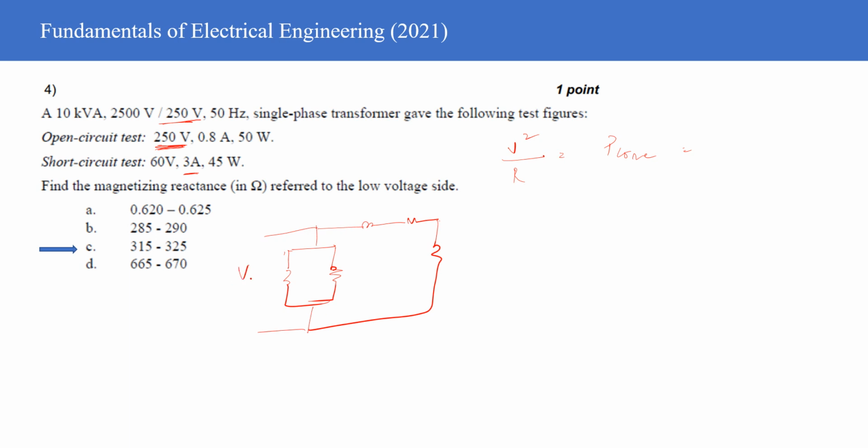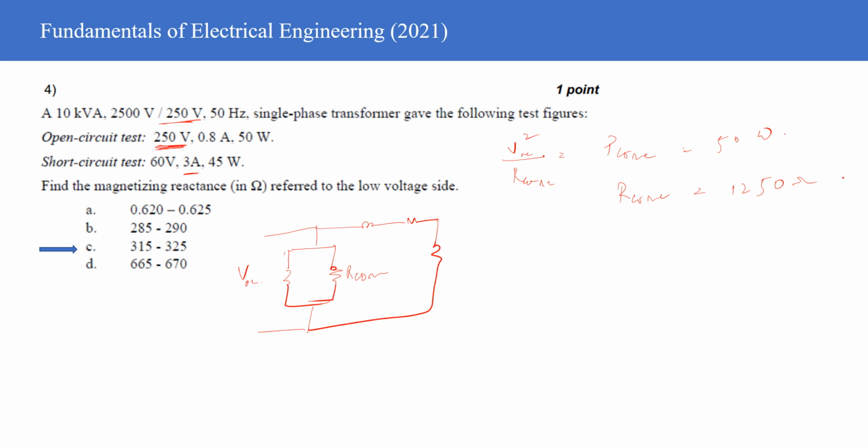So you have your open circuit voltage VOC. VOC whole square divided by R core is equal to the core loss power, right? And this is given to you as 50 watt. Now if this is the situation, then I can figure out the resistance. So R core is nothing but equal to 1250. You just solve this and you'll get this value, right?